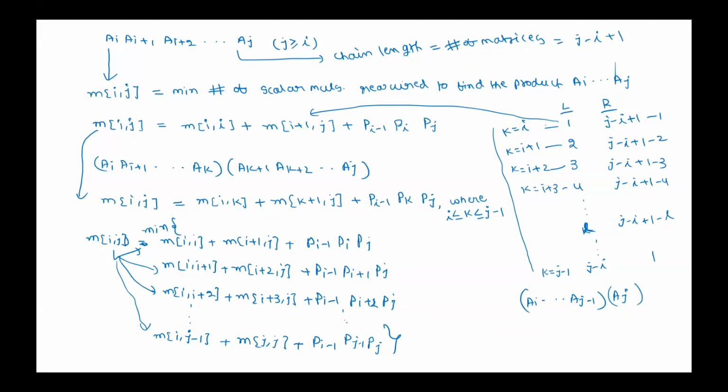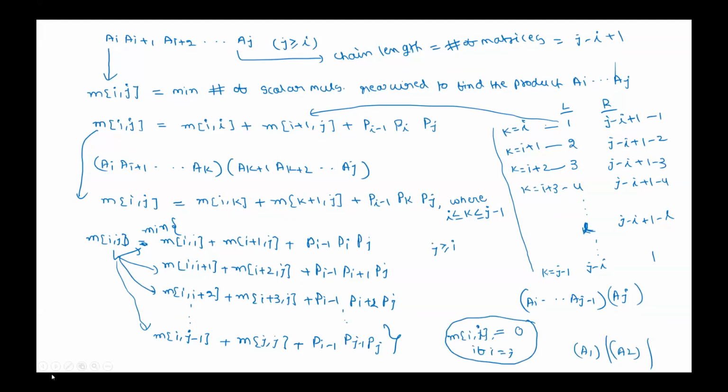Is that okay? So now, what is this entire thing if j is greater than or equal to i? If j equals i, what is Mij? That means only one matrix is given. A1 is given or A2 is given, only like this. Do we need any multiplications? Zero. That's why we can simply say Mi,i is equal to 0.